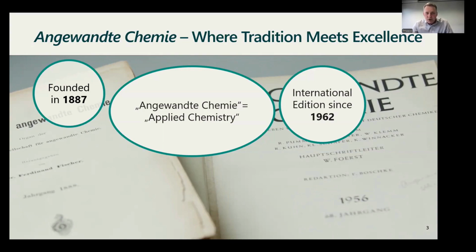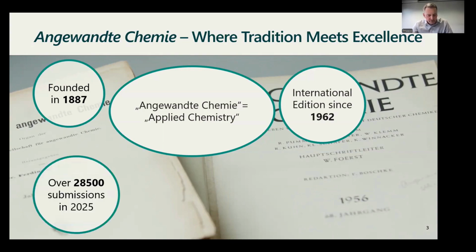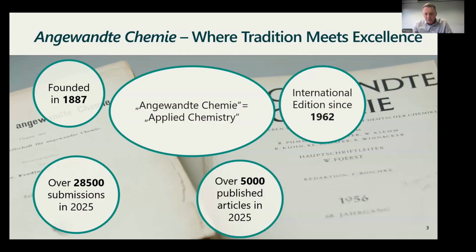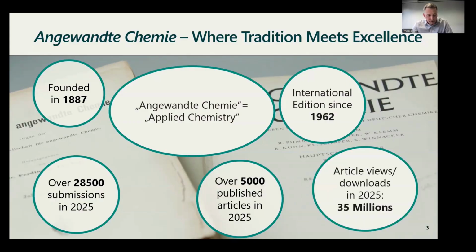To give you an impression of the size, in 2025, we received more than 28,500 submissions and published over 5,000 articles. We counted 35 million article views. This translates to 70 per minute, which means that every second somebody somewhere in the world clicks on an Angewandte article. Publishing in Angewandte means your work will be highly visible. These numbers are important because they illustrate one reality of modern publishing. Competition for space and attention is extremely high.